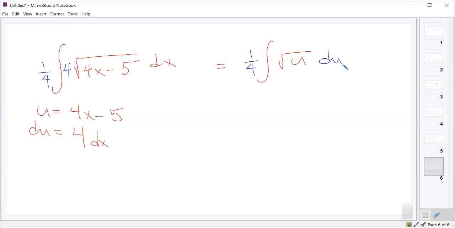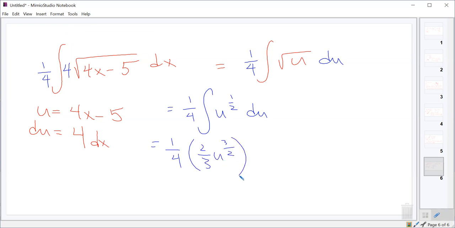Which we can integrate. Right, root u is just u to the 1/2. And that can just be done using the power rule, yeah? So what's the integral of u to the 1/2? 2/3 u to the 3/2. Plus our constant. Don't forget your plus a constant.